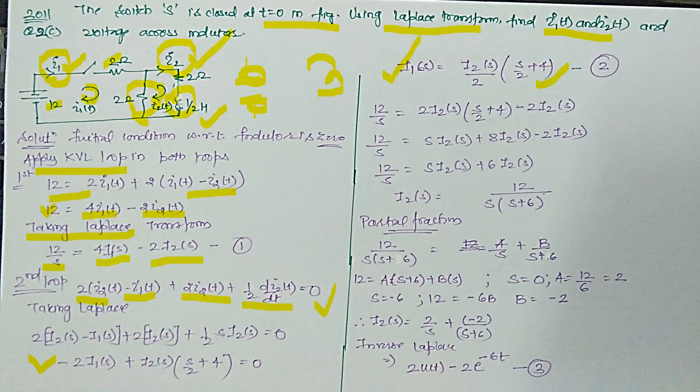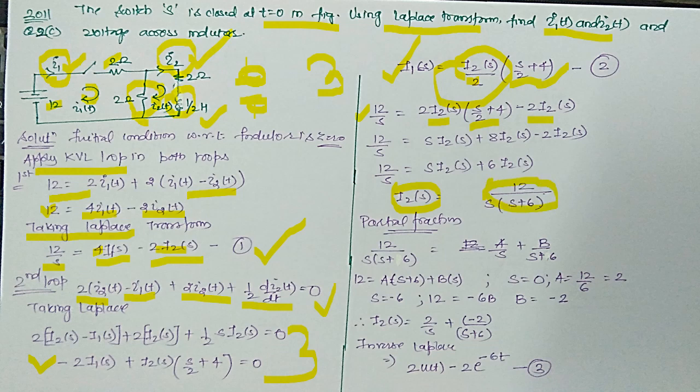I have already explained these two equations. Please go through it. Now substituting the value of I1 in equation number 1, you will find that 12 by s is equal to 2 times I2(s), which is coming from here. Here you have 1 by 2, which will get cancelled with this 4, and hence you end up with 2 times I2(s). This term will come as it is, minus 2 I2(s), which is here. So I have written this here. Now if you further simplify it, you will find I2(s) is given by 12 divided by s into (s plus 6).